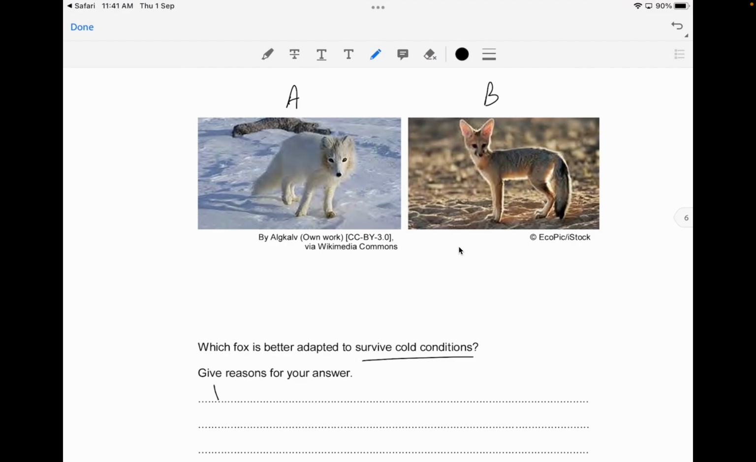So now fox A, because you can see it's winter, you can also mention the ear sizes. If you guys can see closely, fox B has larger ears than fox A. Fox A has smaller ears. So you can mention that fox A has smaller ears, and thicker fur. As you guys can see, fox B has no fur, whereas fox A is covered in thick fur, so you can mention that it has thicker fur. That's your reason why it's going to survive.